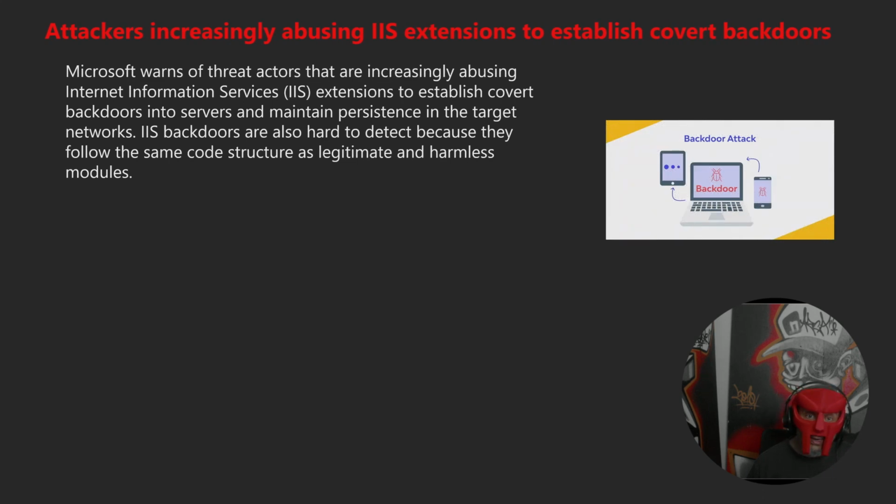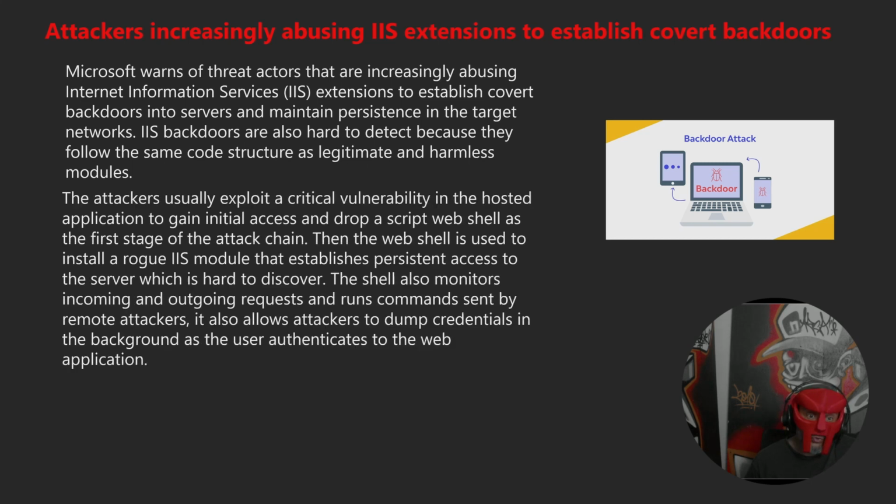Microsoft warns of threat actors that are increasingly abusing Internet Information Services extensions to establish covert backdoors into servers and maintain persistence in the target networks. IIS backdoors are also hard to detect because they follow the same code structure as legitimate and harmless modules. The attackers usually exploit a critical vulnerability in the hosted application to gain initial access and drop a script web shell as the first stage of the attack chain.